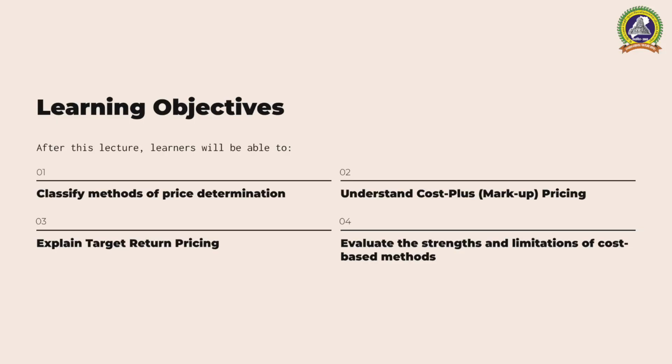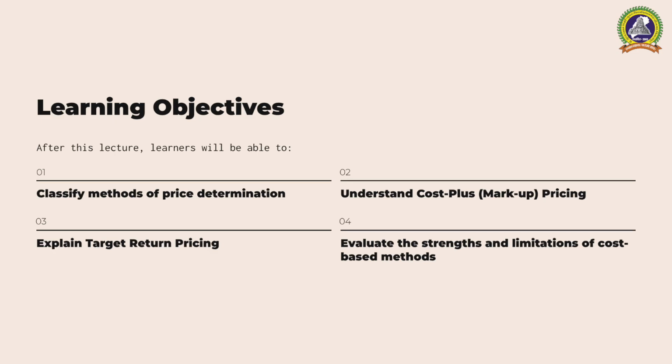Before we begin, let us establish what we aim to achieve today. Our learning objectives are fourfold. First, we will learn to classify the various methods of price determination into three distinct categories. The first one is cost-based, the second one is competition-oriented, and the third one is demand-oriented policies.